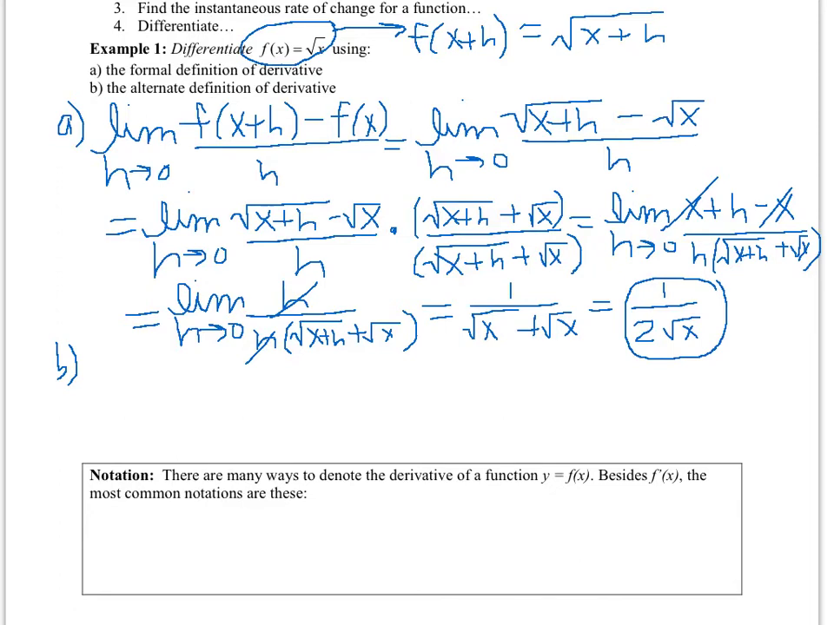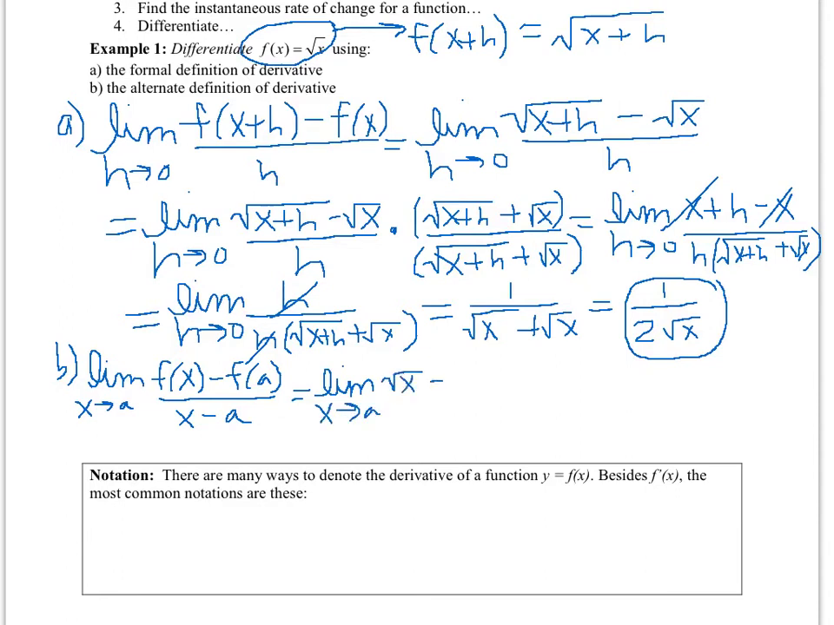The alternate definition of the derivative says to take the limit as x approaches a of f of x minus f of a all over x minus a. And f of x is just rad of x. F of a is just radical a all over x minus a. Again, we would try to substitute x equals a in here. We can't, we get a 0 in the denominator. And again, you're just going to use the conjugate.